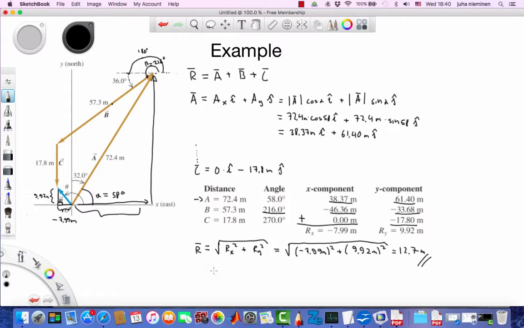With this information, we can also calculate the angle theta that this vector R makes with the x-axis. So let's look at this small angle there, gamma. We have to go in parts because the tangent function itself will give only the smaller angle.